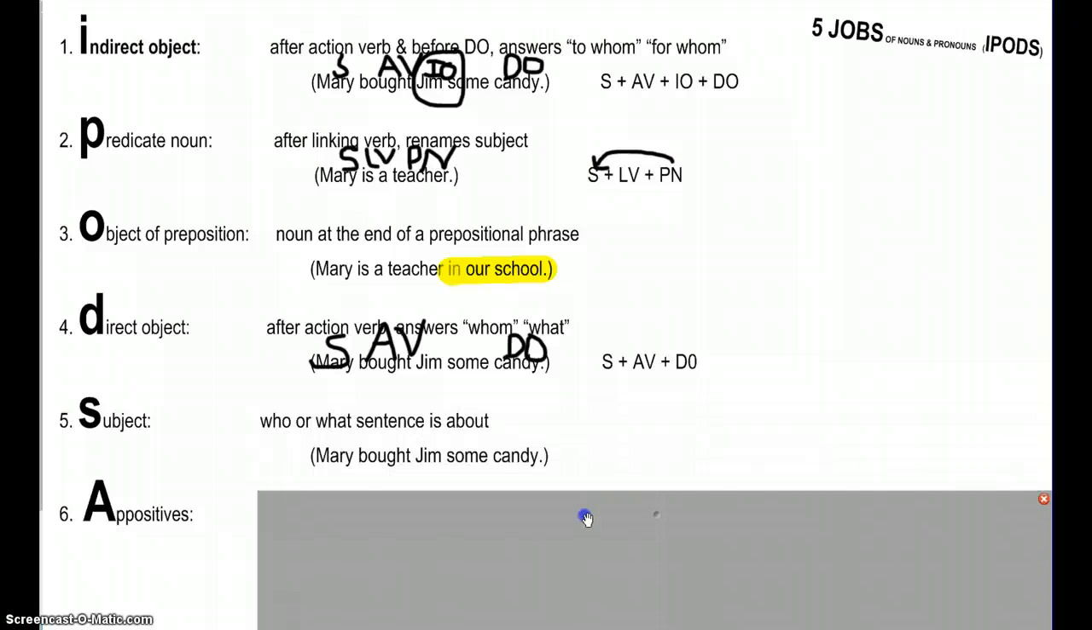The most familiar job of the noun is probably as the subject, and that's just who or what our sentence is talking about. We've talked about how you can have more than one subject, how pronouns can take the place of our subject, but that subject is one of the most common jobs that nouns can have.